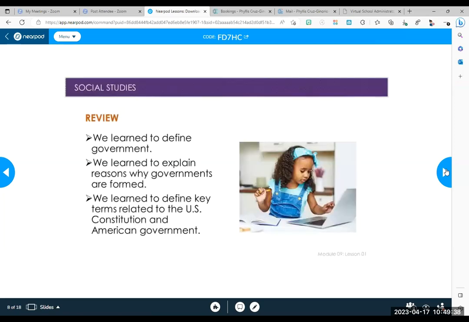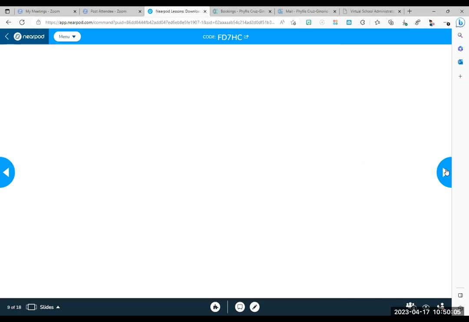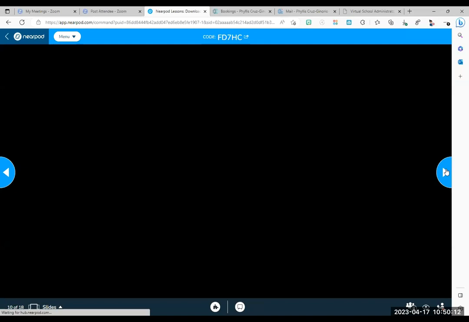Okay, good. Here we learned so far to define what a government is. It's a body of people that were elected. They help set up the structure of our government and they help protect our rights and establish laws. And we choose them. We learned to explain the reasons why governments are formed. If there's no government, it could be chaos. We learned to define key terms related to the US Constitution and the government. The next section is supposed to talk about, and by the way, we're a little over halfway done.